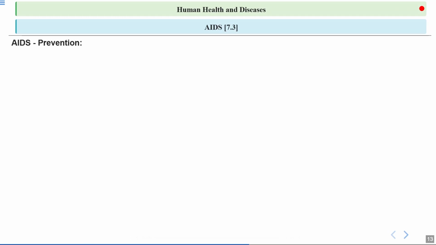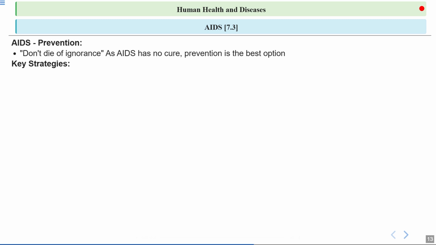Okay, how can AIDS be prevented? The slogan "Don't die of ignorance" emphasizes that many infections are preventable through knowledge and conscious behavior. Let's talk about some key strategies for preventing AIDS.